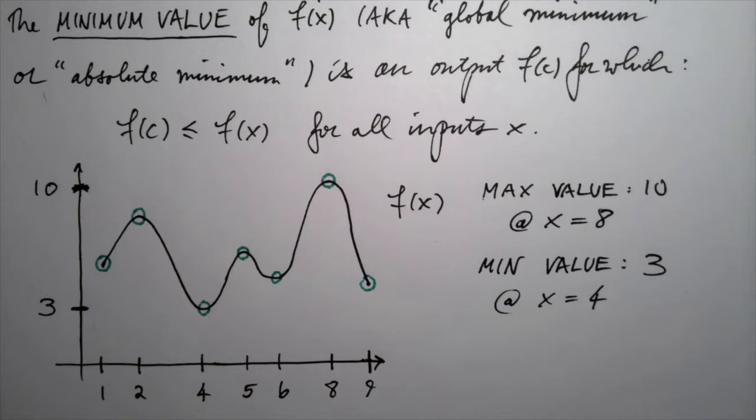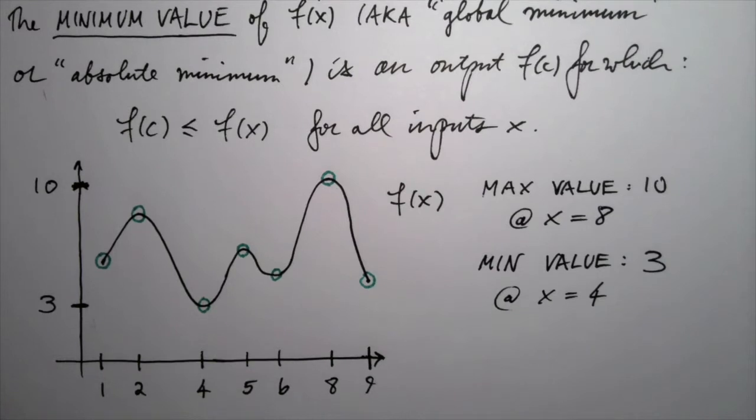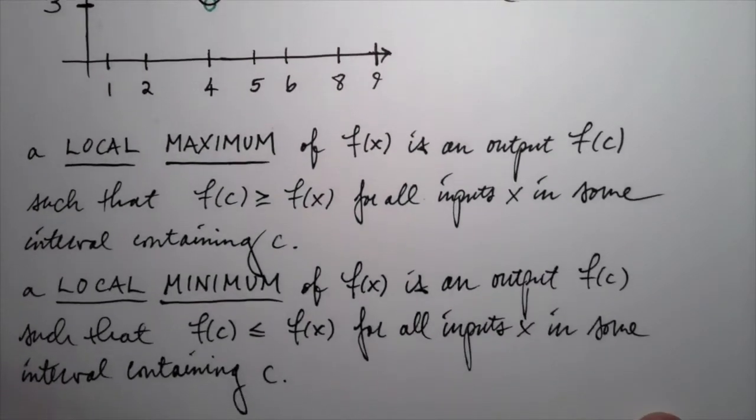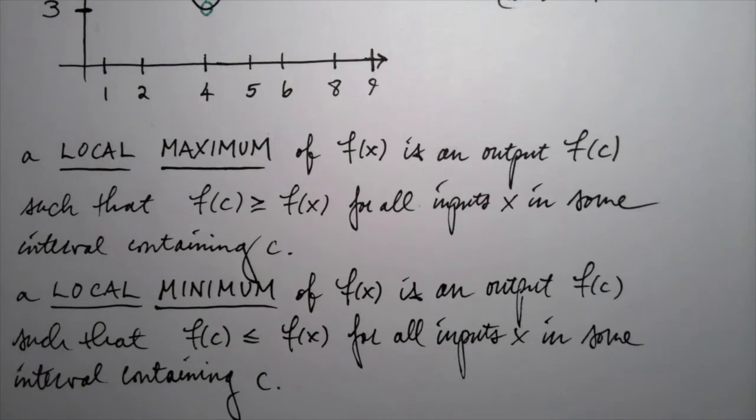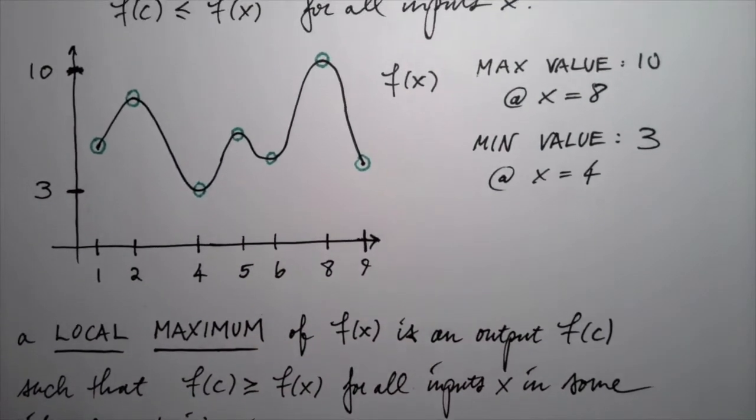So let's first get at the idea of the local maxima of a function. So here we go. A local maximum of f of x is an output f of c such that f of c, that output, is bigger than or equal to f of x, not for all inputs x, but for all inputs x in some interval containing c. I don't mean a specific one, I just mean you can restrict attention, you can find some interval where it's the biggest thing around. Okay, so how does that work in our example?